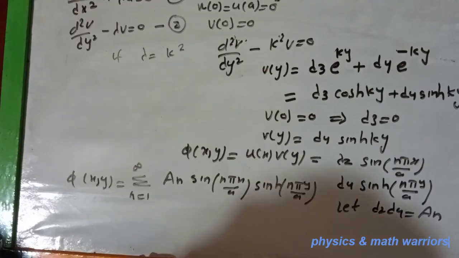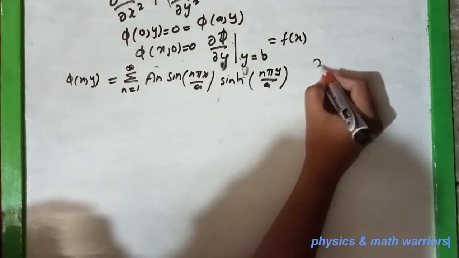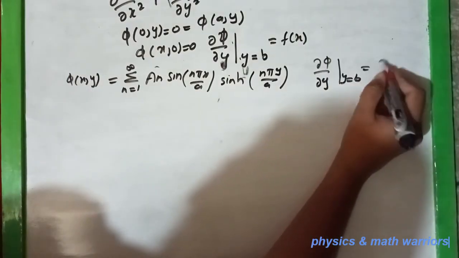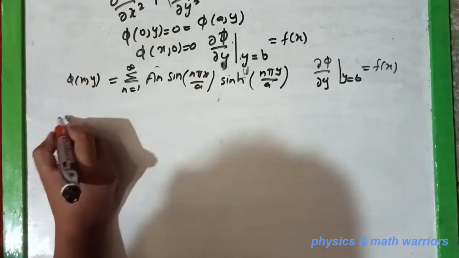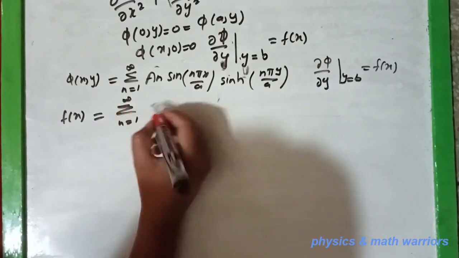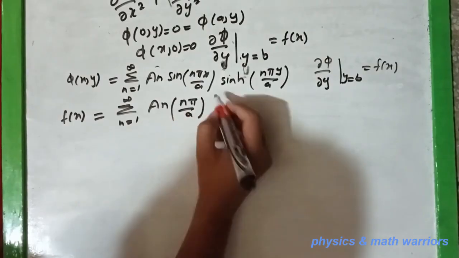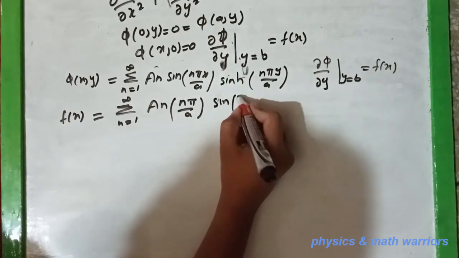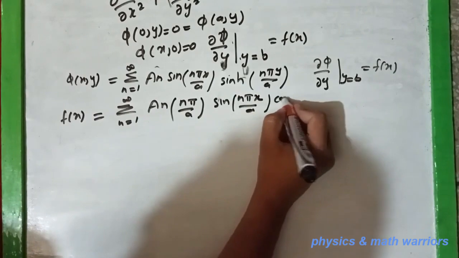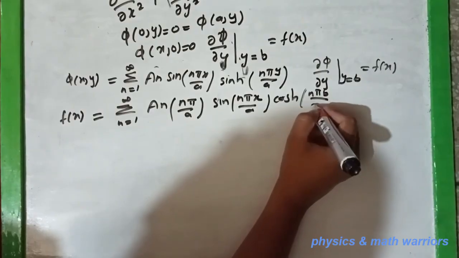Now we'll use condition to find the value of a n. Now we'll use partial phi over partial y at y is equal to b is equal to f of x. So this becomes f of x is equal to summation n is equal to 1 to infinity a n n pi over a multiplied by sin n pi x over a cosh n pi b over a.